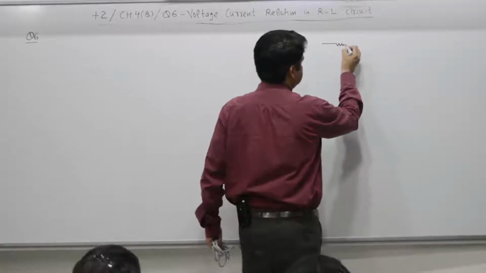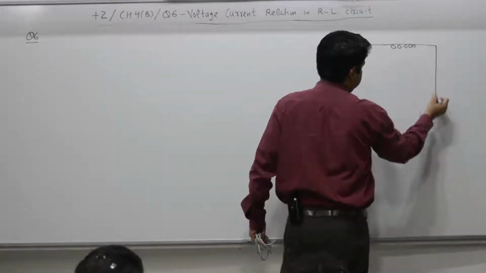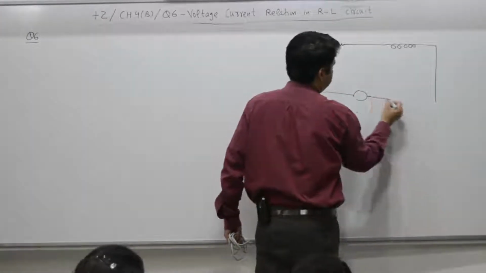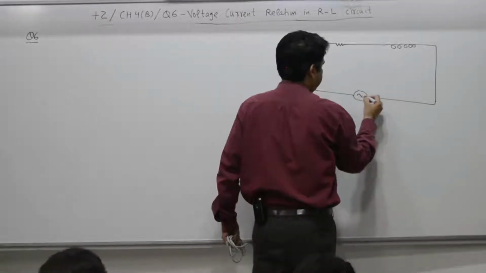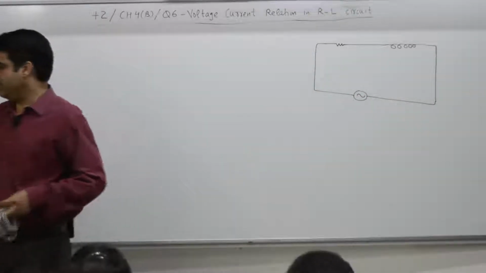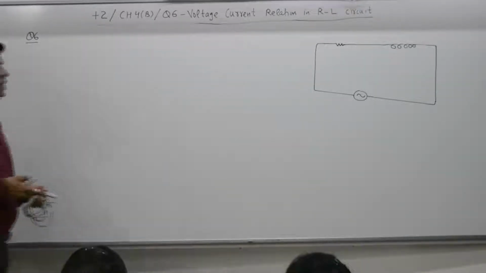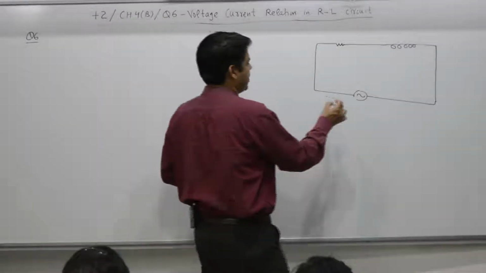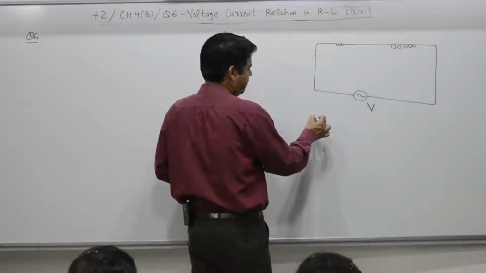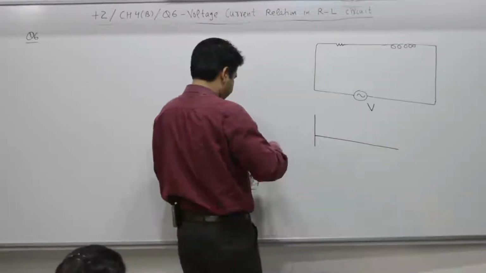you have a resistance and inductor, and if you apply alternating current, AC, then again the question is the same. Current flowing is of what type? That is what the question is. Applied voltage is V, and the wave shape of the applied voltage is a sine wave.